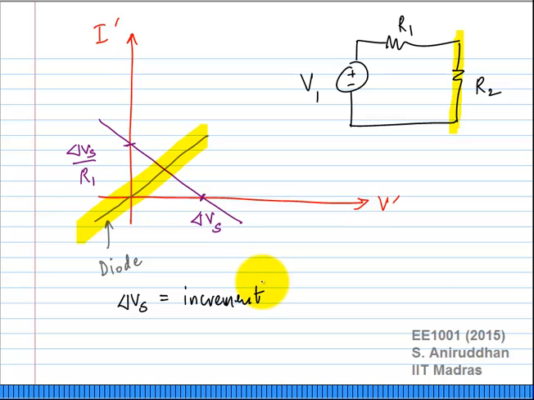Okay, now this kind of picture where you have drawn I prime versus V prime, you are only linearizing the diode characteristic and you are considering only delta Vs and so on. This is called an incremental picture. Because you have removed out the original value Vs and V, you are now looking only at delta Vs and delta V and delta I. Is that clear?